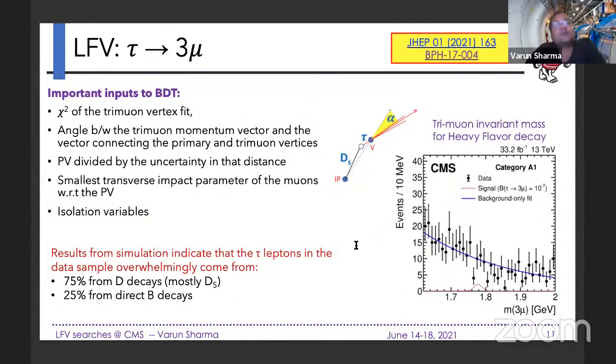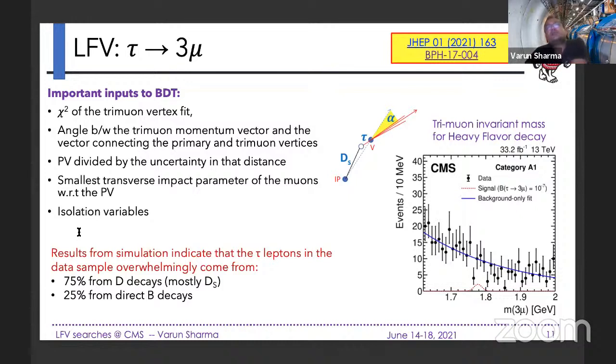Because this analysis uses 3 muons, we use the information on the trimuon vertex to feed to the boosted decision tree. The angle between the trimuon momentum vector and the vector connecting the primary vertex and the 3-muon vertex is a very important variable. Then the transverse impact parameters of the muons with respect to the primary vertex and the isolation variables are really important inputs to the BDT that help separate signal from background.